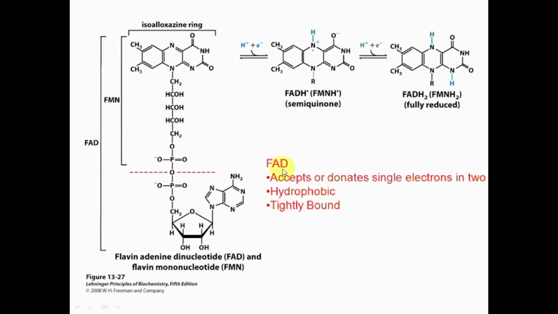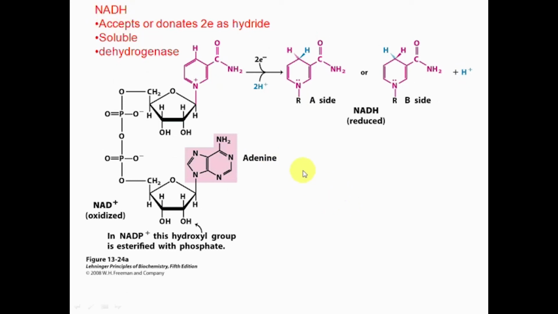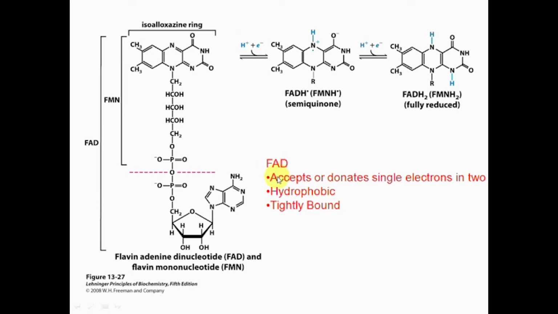Next is FAD. Now we're going to contrast NADH with FAD. NAD transferred electrons in a chunk and they were soluble. FAD transfers electrons as single electrons, but it's still 2, so it would transfer 1 electron once, and then transfer 1 electron a second time to make 2 electrons having been transferred singly. Note that it is hydrophobic and it will be tightly bound to its enzyme. And that's the end of the show.